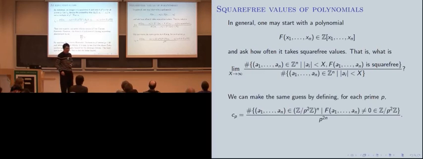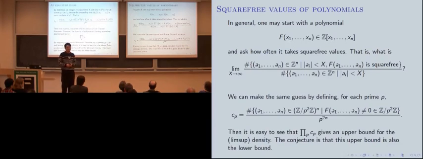Okay, so, well, we can make the same guess, right? So let's hope that we can use the Chinese remainder theorem for infinitely many primes. And then for each prime, we define this probability that it's square-free at p. That's just the number of n-tuples in (Z mod p squared Z) where f is non-zero, divided by the total number of n-tuples. And then using the same method, you apply the Chinese remainder theorem for all primes up to m, and then you take the limit as m goes to infinity. You can prove that this product gives you the upper bound. And again, the difficulty is to prove that this is also the lower bound.